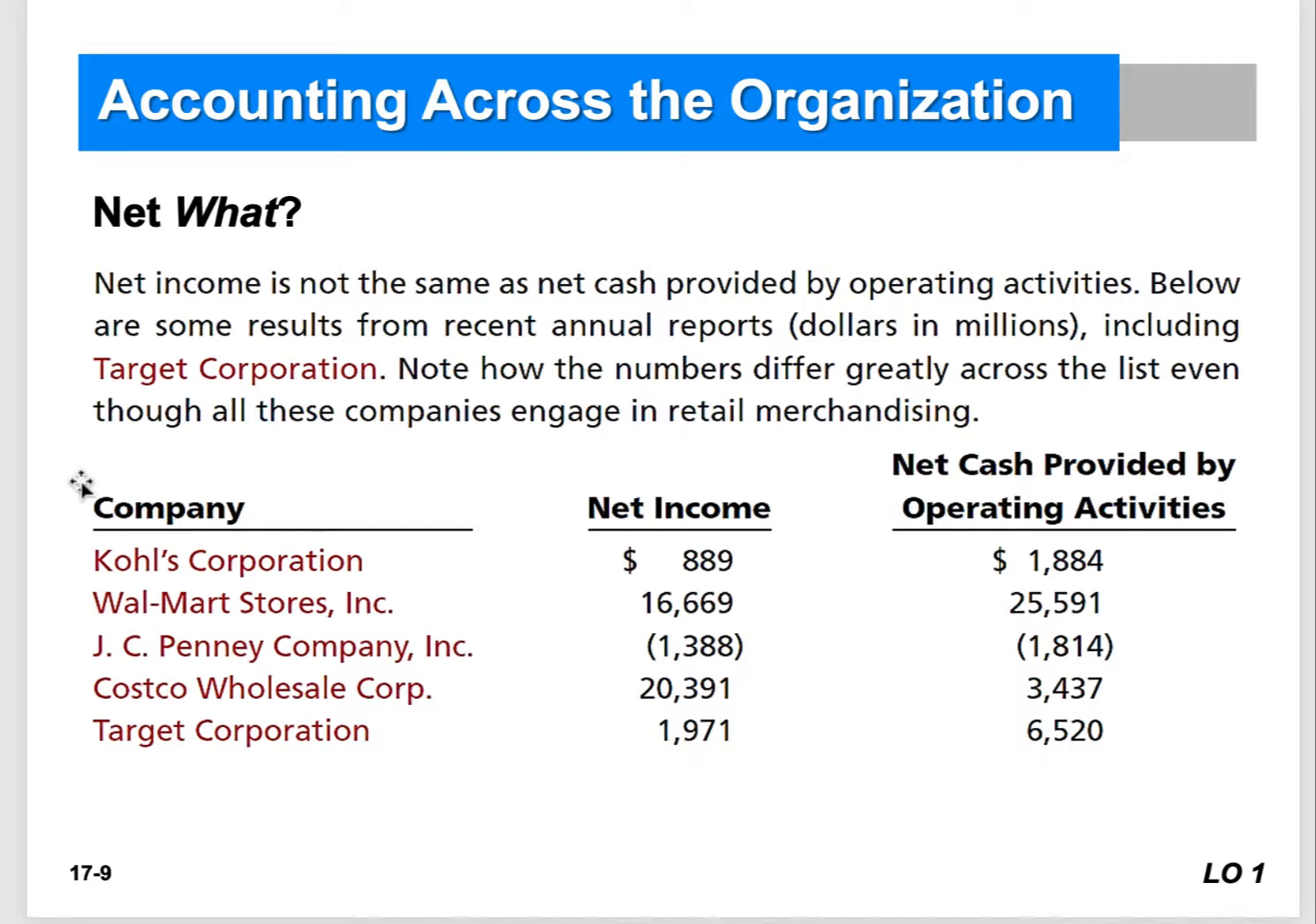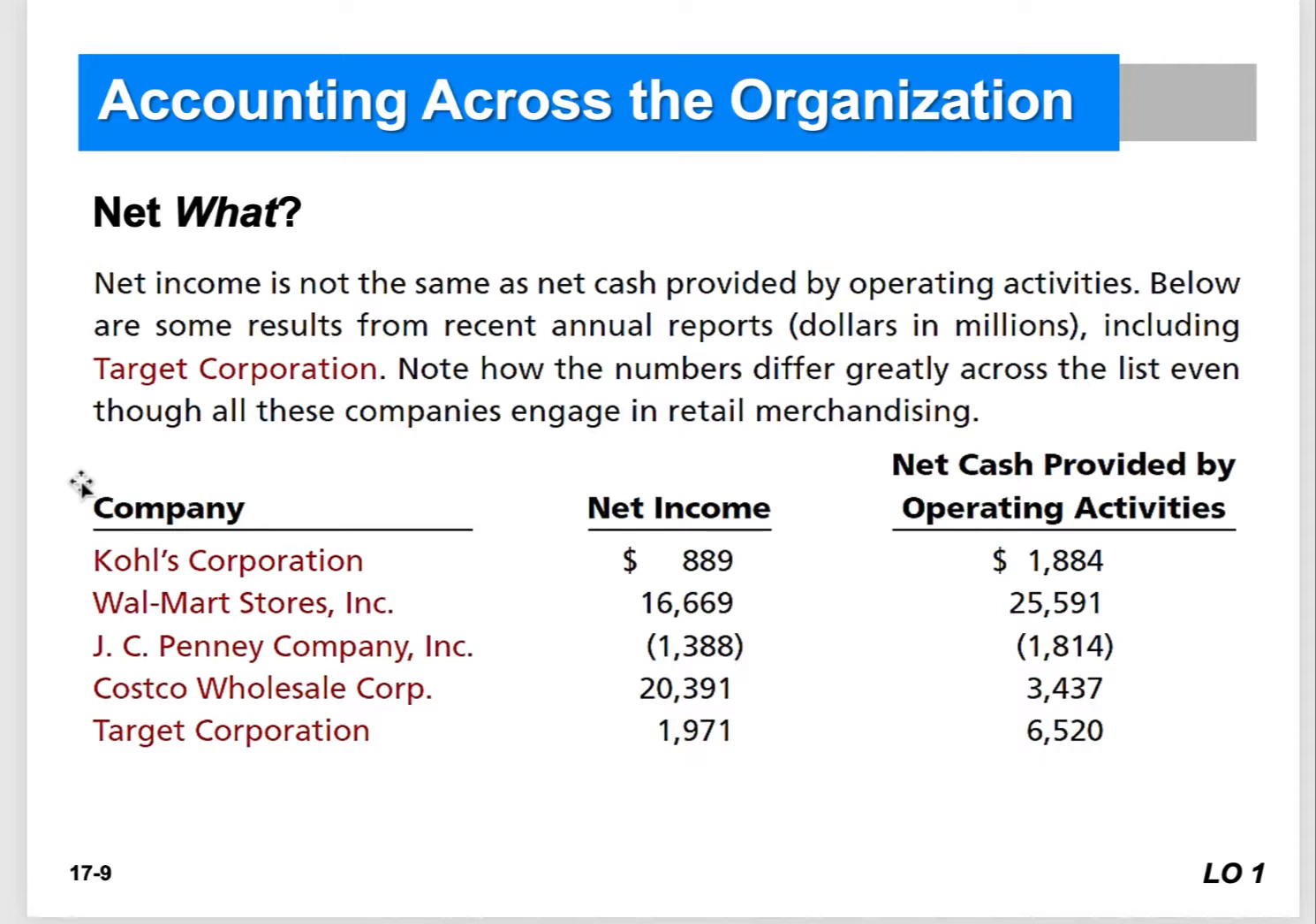Remember I said that there's a difference between net income and cash provided from operations, that those are definitely two different things, right? We can either have a lot of net income and no cash, or we can have little net income but a lot of cash, okay? And this slide really points that out, right? Remember, net income is not the same as net cash provided by operating activities. Just because we sell something and we have net income doesn't mean we get cash. I mean, eventually we will, but at that point in time, we don't get cash, okay?